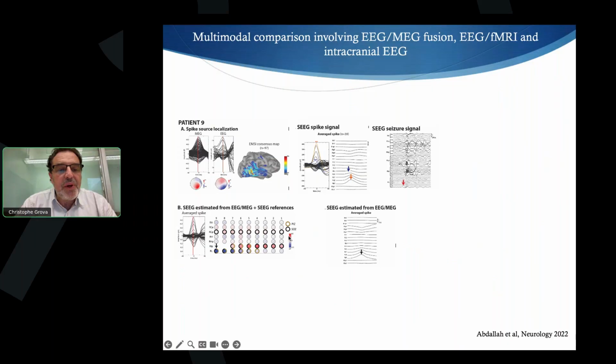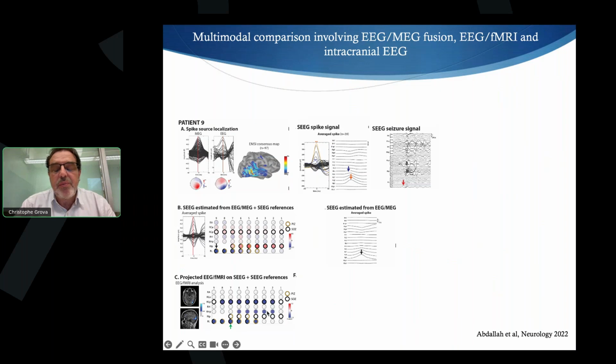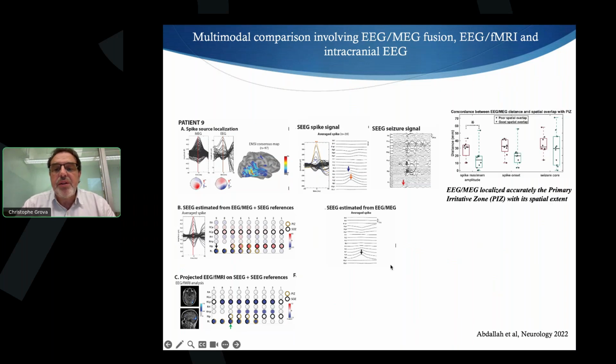And then we could compare, because from the SEEG, we can define this is the irritative zone where the spikes are localized. This is the seizure onset zone where seizures are localized. And then we could project our map here and compare. And we did the same projection for fMRI. So in that study, I will not go into all the details, but basically we did measurement of spatial overlap. So we had subjects that were showing good or poor spatial overlap when we were comparing the spike map from EEG, MEG or fMRI with our SEEG ground truth.